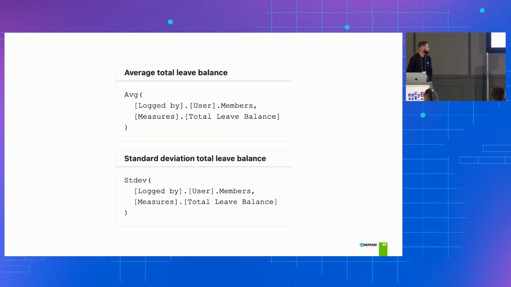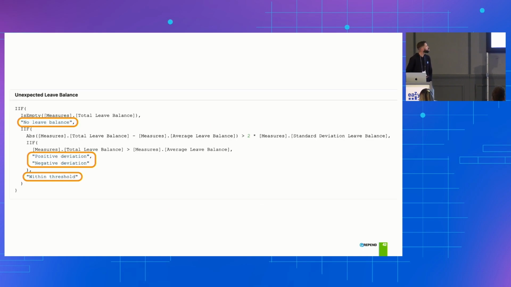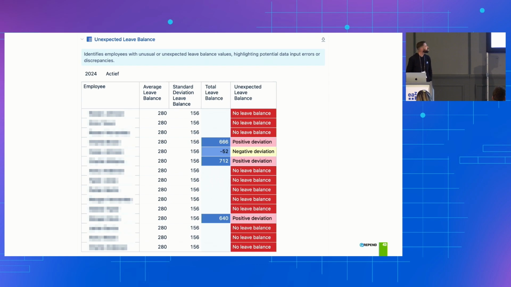So we introduce averages and standard deviation to simply find the outliers in the data set. And we use that in an additional column like we did earlier, where we just put human language as context in a new column, which results in something that immediately tells the HR manager what is going on.